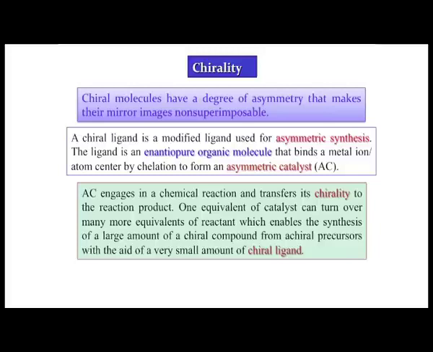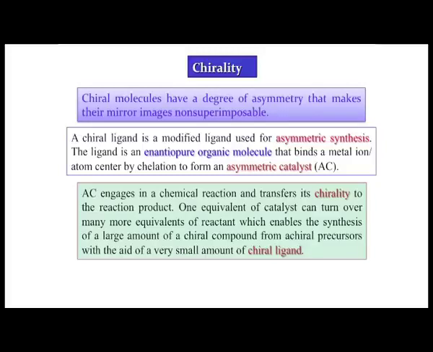So, what do we do? We use one equivalent of catalyst, because it can be used repeatedly. So, it has many turnovers, and it can probably synthesize a large amount of chiral compound from an achiral precursor. The precursor A, which I just told you is being converted to B, is not a chiral compound. If it is an achiral precursor, we are able to synthesize the compound B, which is the direct conversion of this corresponding catalytic reaction with the aid of a very small amount of chiral ligand.